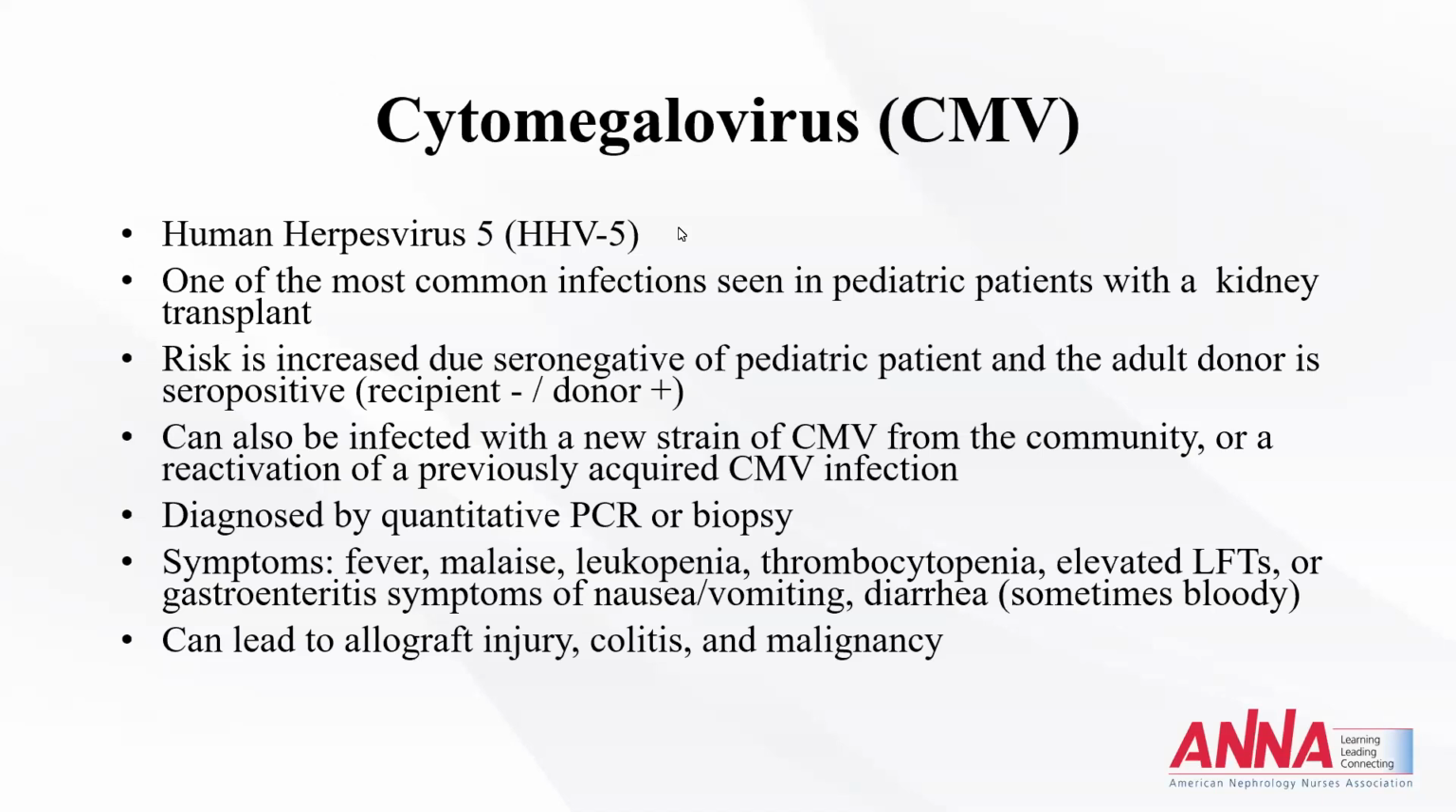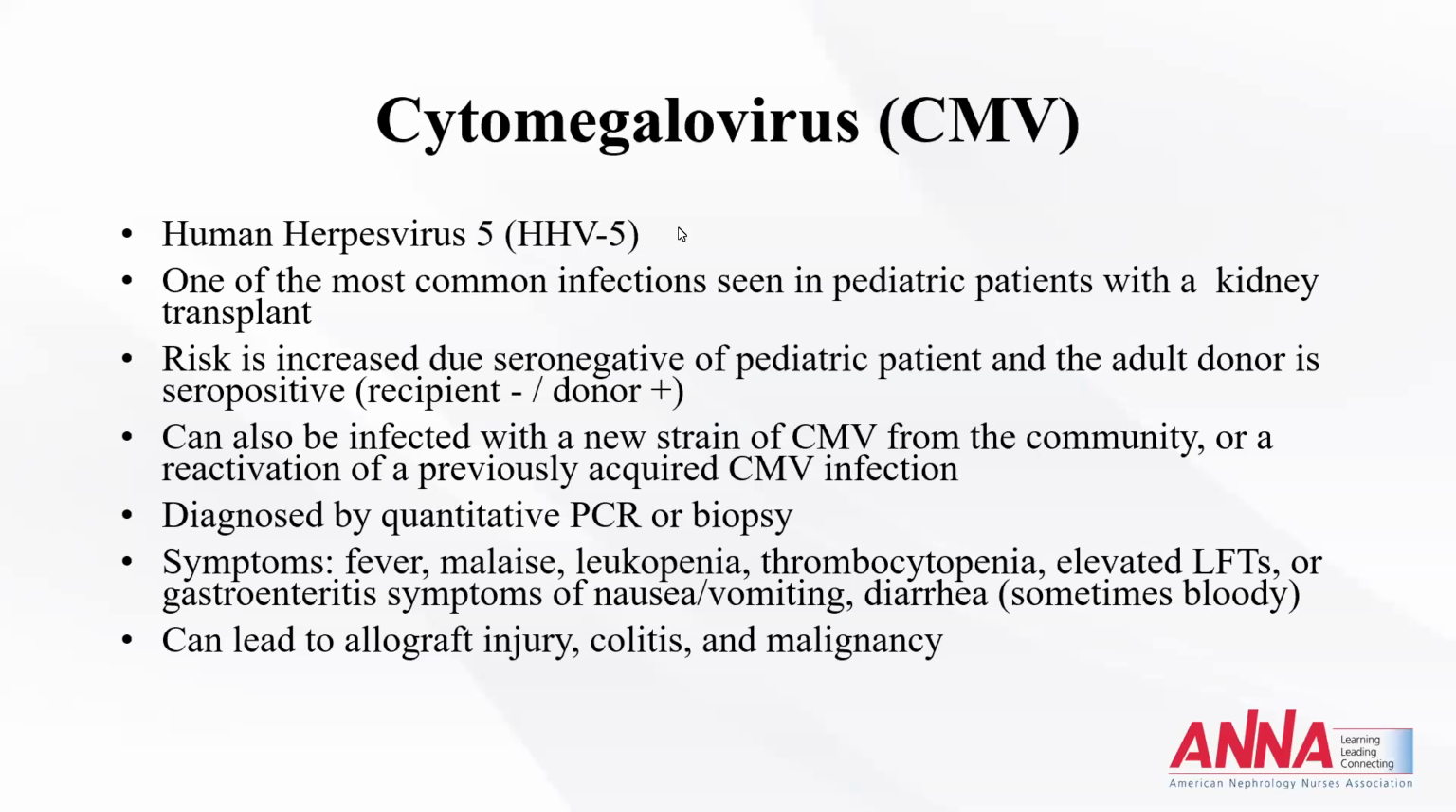Or the other turn, if they're positive, they may have reactivation from a previously acquired CMV if they did have it before. So we kind of get it both ways, and we have to determine, is it primary or was this reactivation of something they already had? That's why we always test recipient and donor ahead of time to know, is the recipient exposed, yes or no, are they positive or negative? And usually we test the donor to know as well, were they positive or negative?